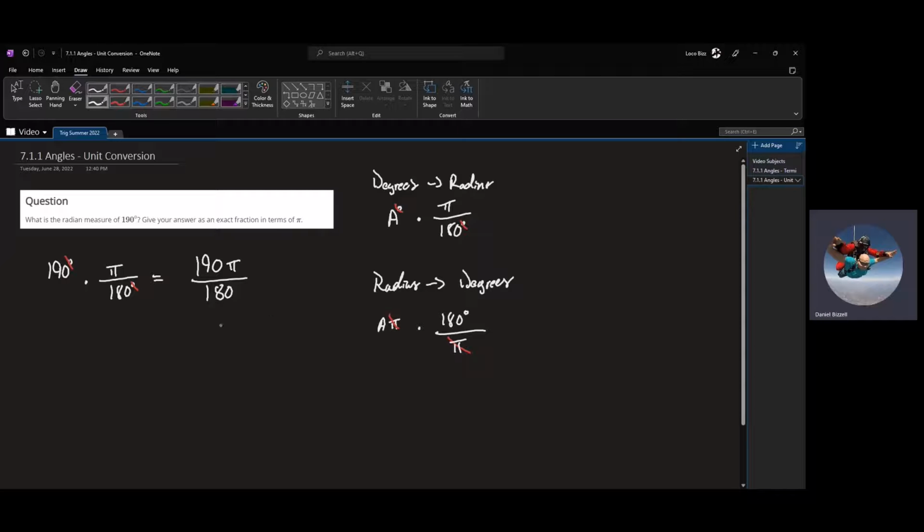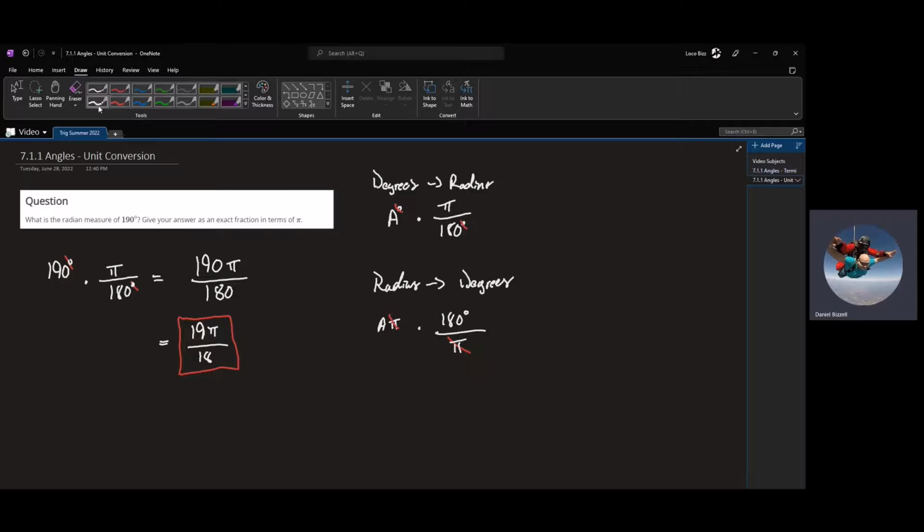Now the only thing left to do is simplify this fraction, and we can take a 10 out of the top and bottom and get 19 pi over 18. And this is as simplified as we can get this fraction. So this is our final answer.